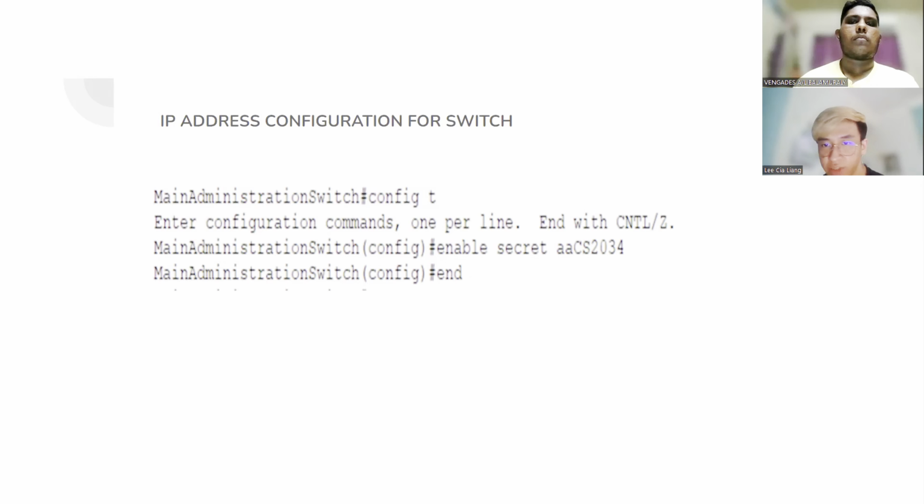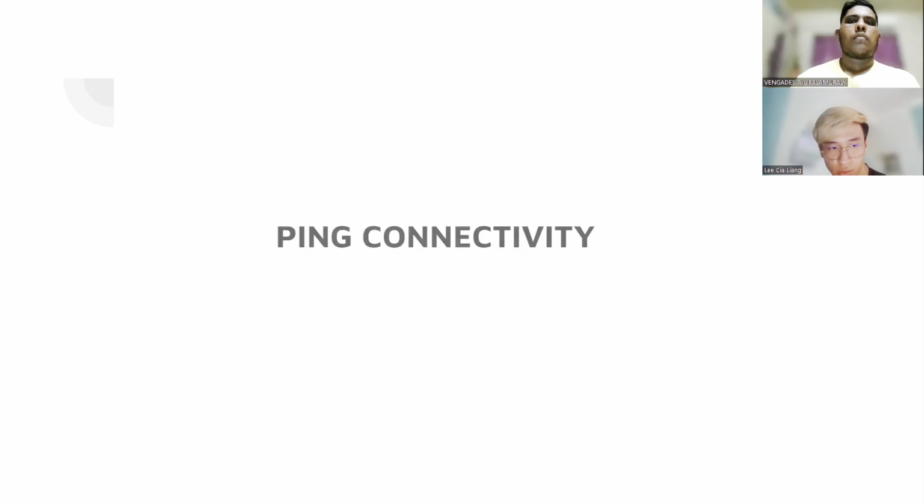Next. The IP address configuration for switch. It configures the IP address for the switches. The IP address is configured on VLAN 1, which is the default VLAN for all switch ports, and it activates the VLAN. And I'll now let Vengades do the ping connectivity.